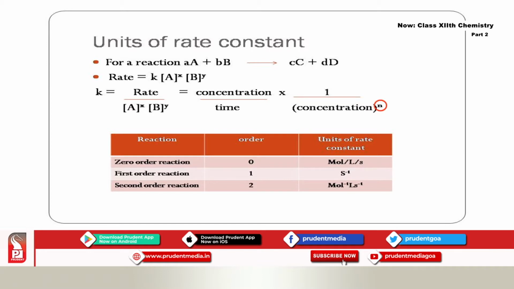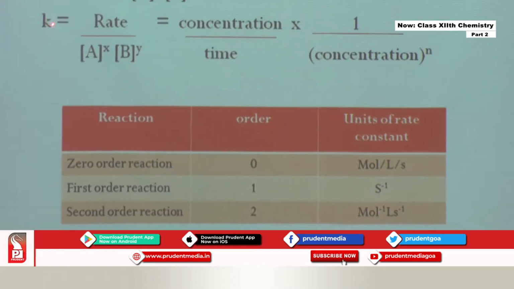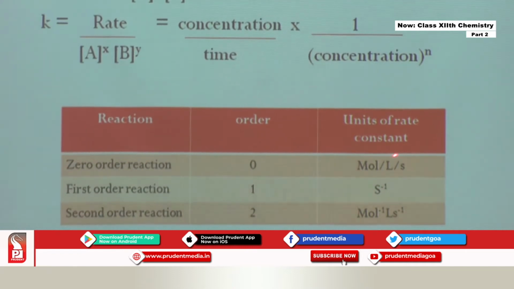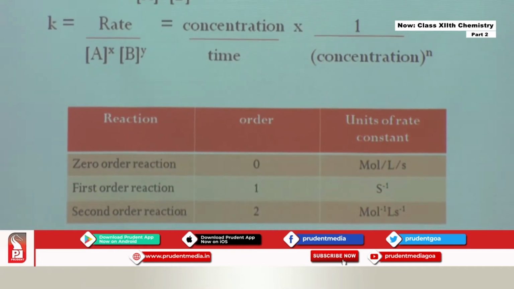Suppose it's a 0 order reaction, then you're going to substitute the value of N as 0. If it's first order, you're going to substitute the value of N as 1. So, it depends upon the order of the reaction. Here in the table, you can see that if the reaction is of 0 order, the unit is just going to be moles per liter per second, because here you would have to substitute the value of N as 0 and anything raised to 0 is going to be 1. In that case, rate constant would have the same units as the rate of the reaction, that will be moles per liter per second. For first order reaction, we find that the unit is second inverse.